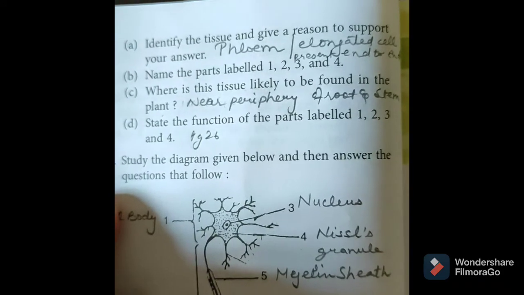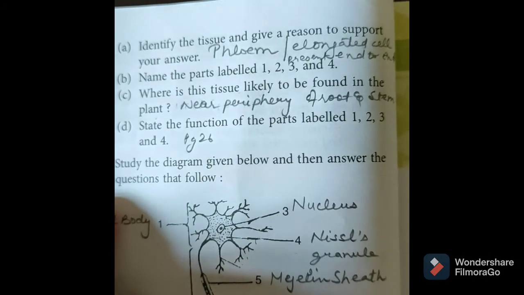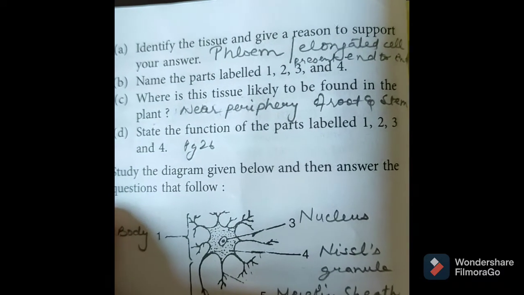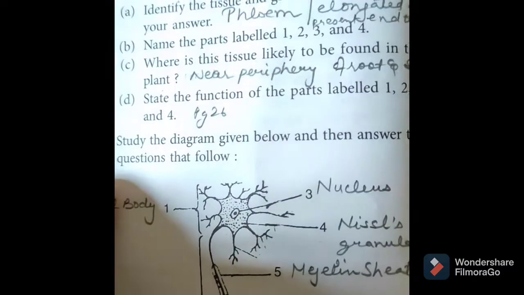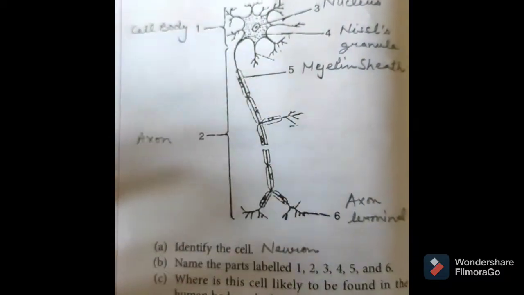Then you have to give the function of labeled parts 1, 2, 3, 4. It is given on page number 26. You have to note down those functions from page number 26. Move to the next question.